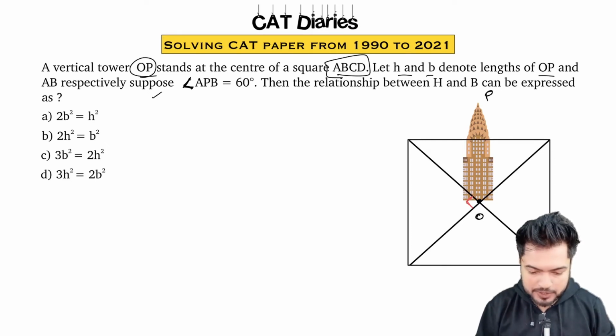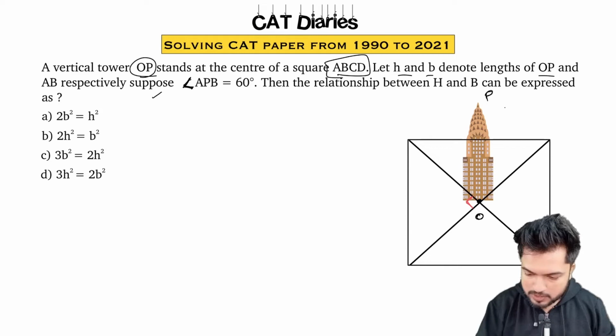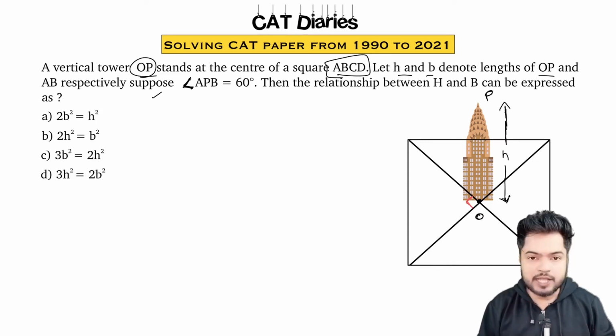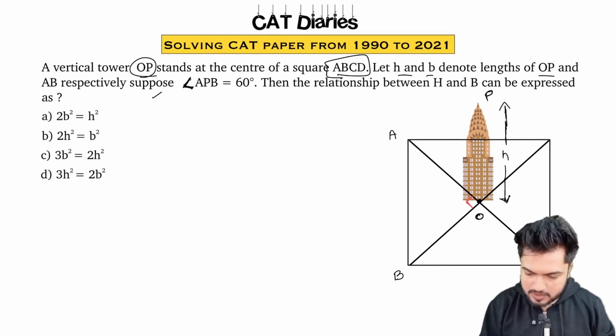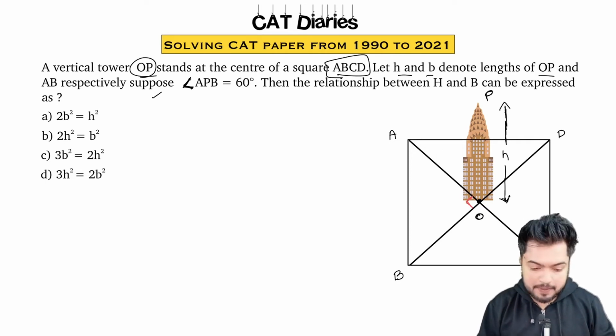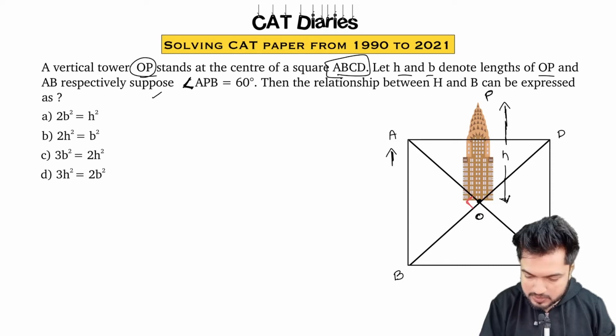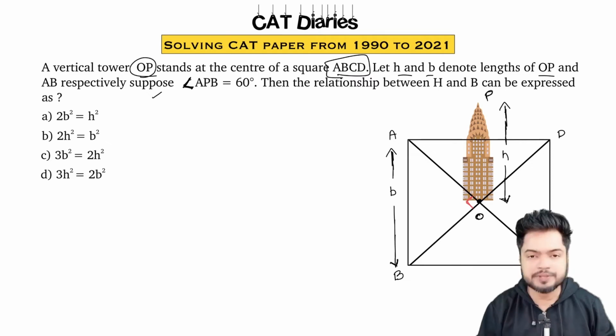Vertical tower OP stands at the center of the square ABCD. Let H and B denote the length OP and AB respectively. H is OP, so I know that the height of the tower is equal to H. And B denotes the length of AB. So if I'm calling this ABCD, what will be AB now? AB is equal to B. So the length of the side of the square is equal to B. That's how you can put it in the right way.